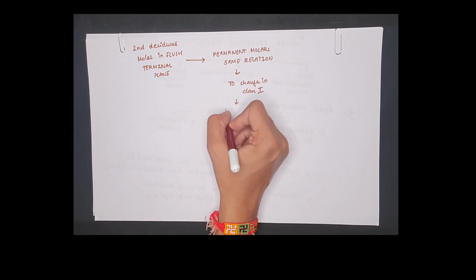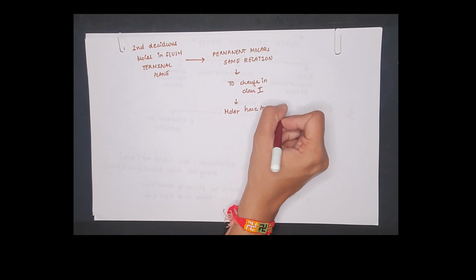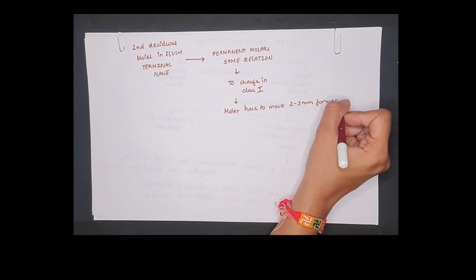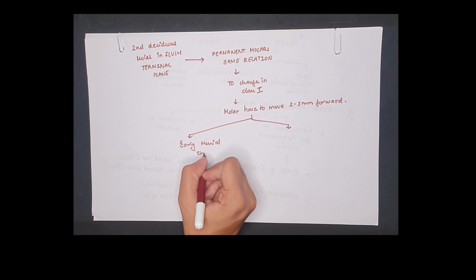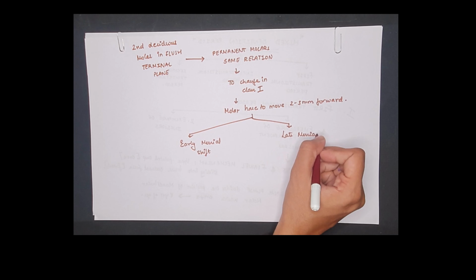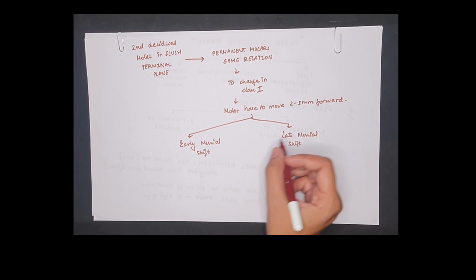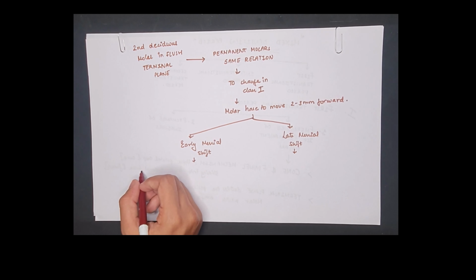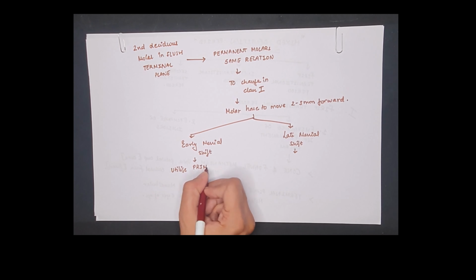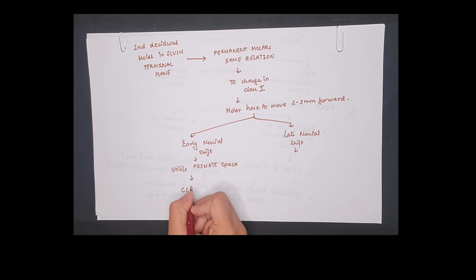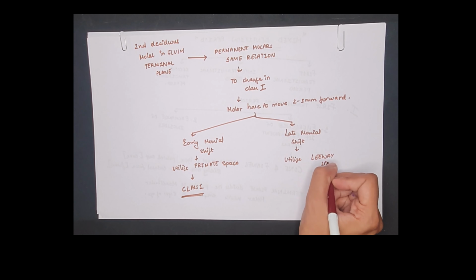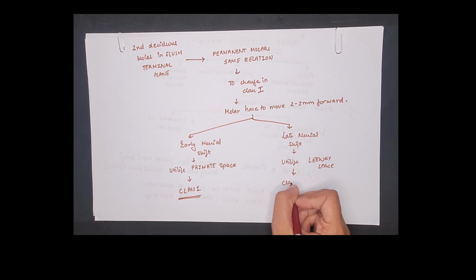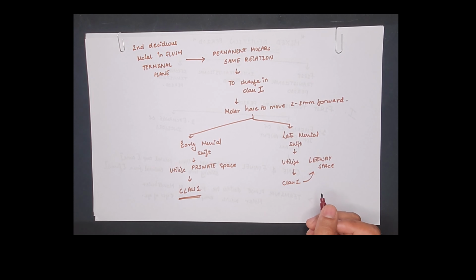For this to occur, what do the permanent molars have to do if they have to change to class 1? The molar has to move 2 to 3 mm forward. It can be done by early mesial shift and the other one is late mesial shift. Early mesial shift utilizes the primate spaces, as we discussed earlier, which are also known as Simian spaces, and it gives class 1, and the late mesial shift utilizes the leeway space and it gets class 1.